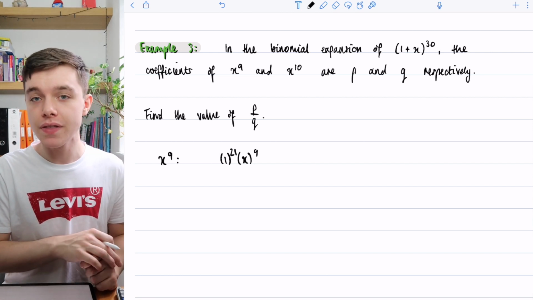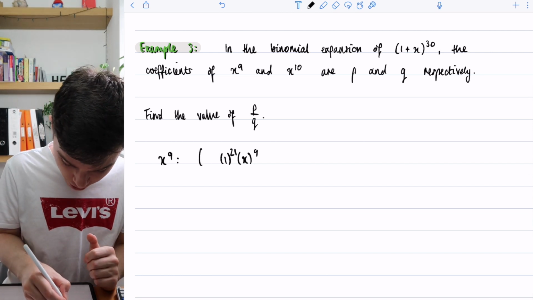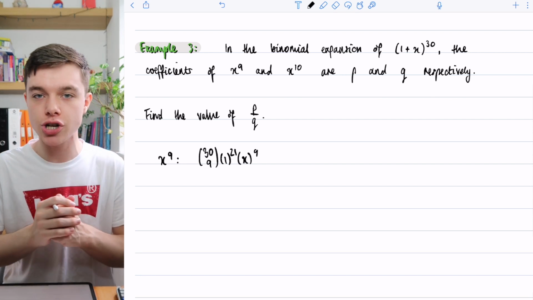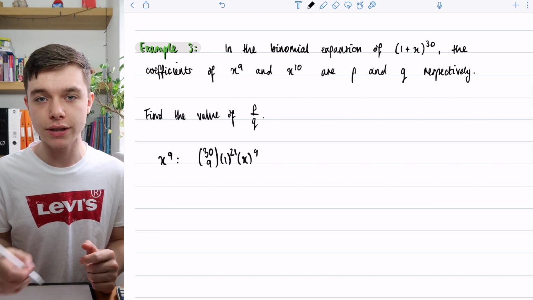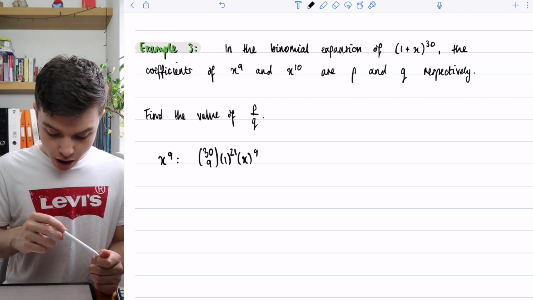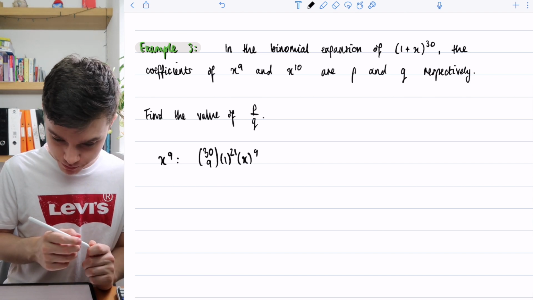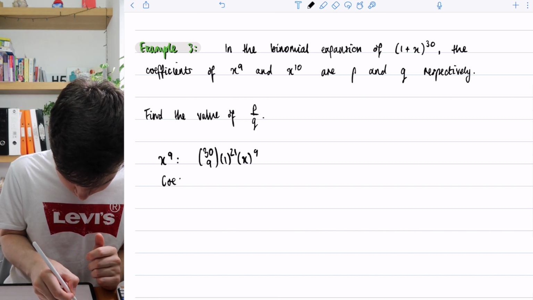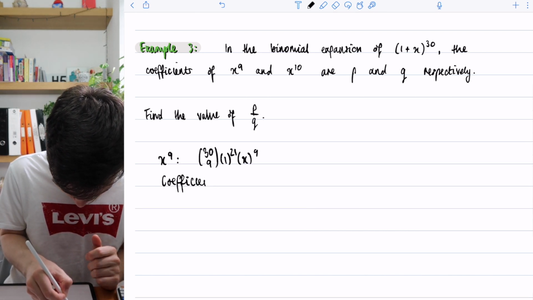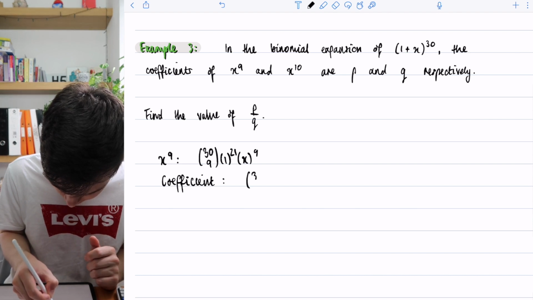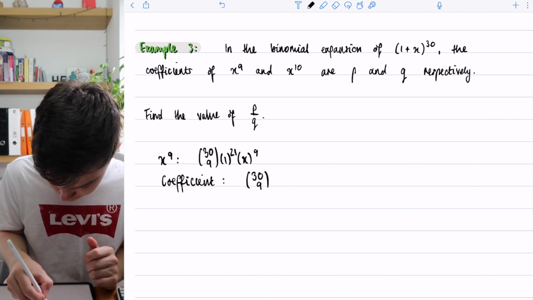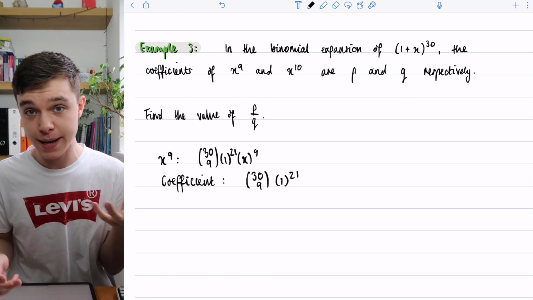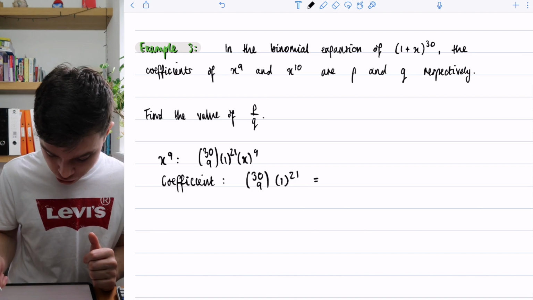Then we also need the combination part. So we have the power on the bracket, which is 30, 30 choose 9, because the bottom number has to match with the power on the x. Okay, so that's the term, but now all I need is just the coefficient. So the coefficient of that is just the number. It's the 30 choose 9, 1 to the 21. Okay, and then x to the 9 gives me x to the 9. So all I need is that numerical part there.